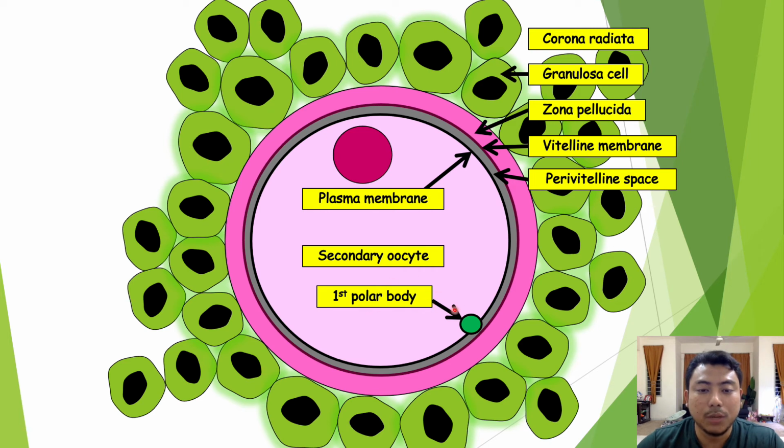This first polar body, what does it mean? Okay, remember during meiosis, once the process of meiosis is completed, at the end of the process of meiosis, there is a first polar body that will be produced, and later this polar body will be disintegrated, means akan dimusnahkan.